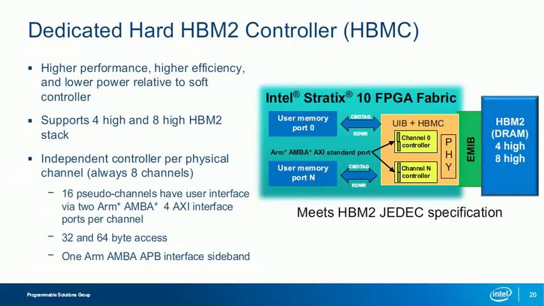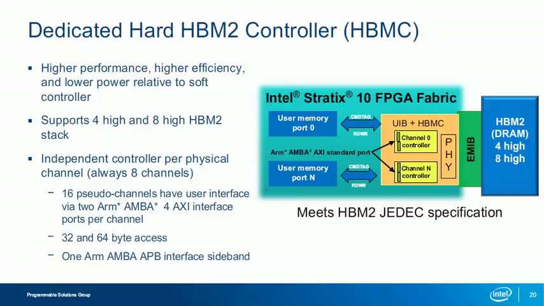The final part of the connection to the HBM is the hard HBM2 controller, or HBMC. This hardened controller offers higher performance, higher efficiency, and lower power usage than a controller implemented using FPGA fabric resources. We'll discuss controller efficiency in more detail later.